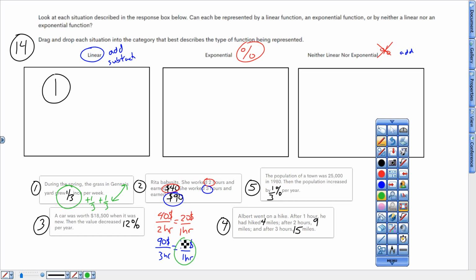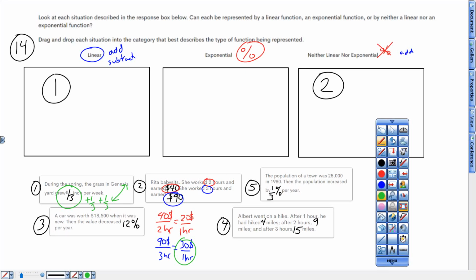Since these are different, I'm going to make sure number 2 goes in the neither. If those would have been the same, for example, if that had been 60 instead, that would have given me $20 per hour. Then that would have gone into linear, if I divided those out and got the same. But on this one, you could see the rate of change for those situations was not the same. That's neither. It's not timesing. You're not changing by the same amount.